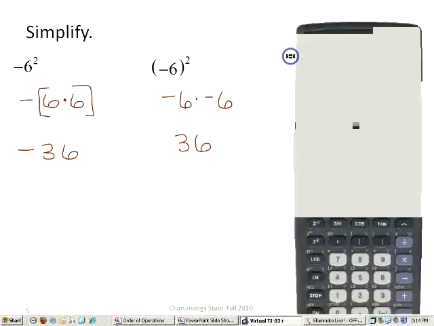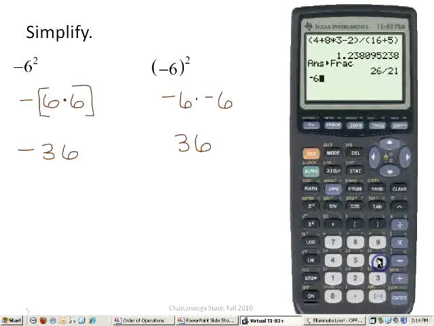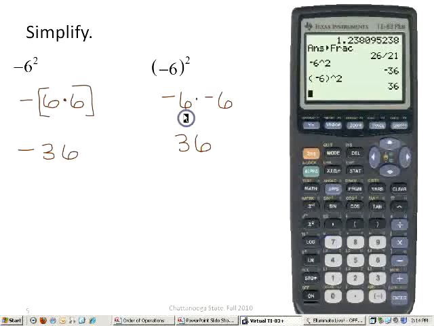So let's practice it. The first one I would just do negative 6, and then I would raise it to whatever power. I can use the power button, or I can use the x squared button. And I see I get negative 36. But the second problem, I have to put the negative 6 inside the parentheses in order for it to know that the negative is part of my number. It's not out in front of it.